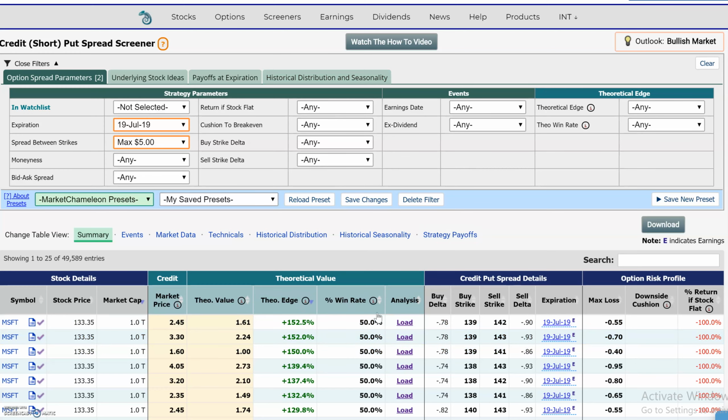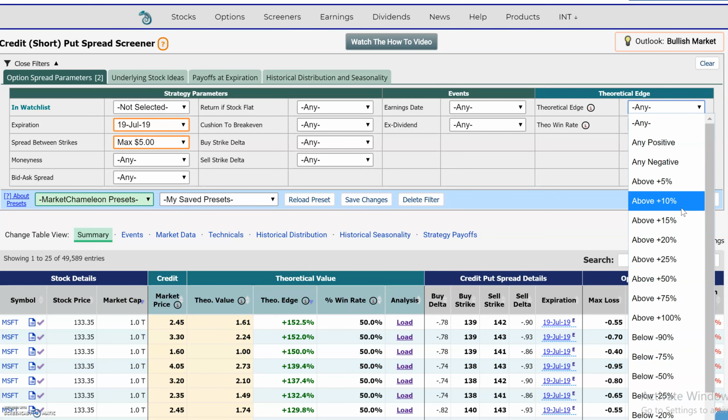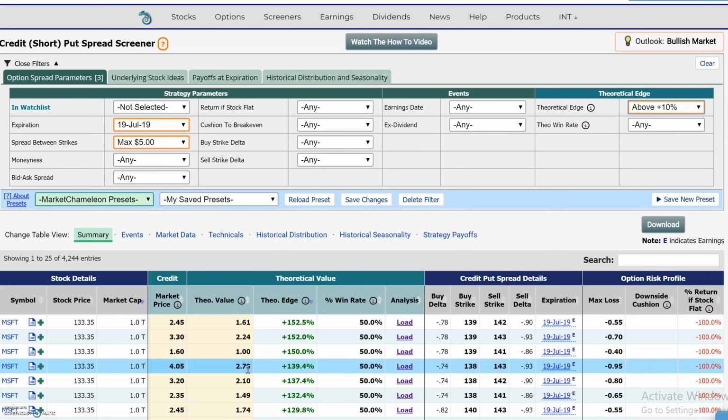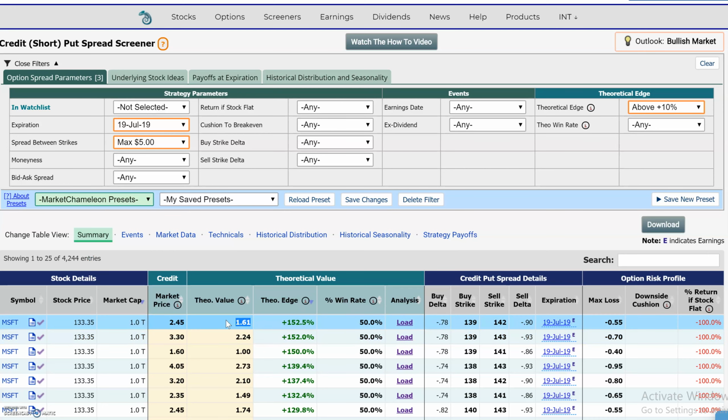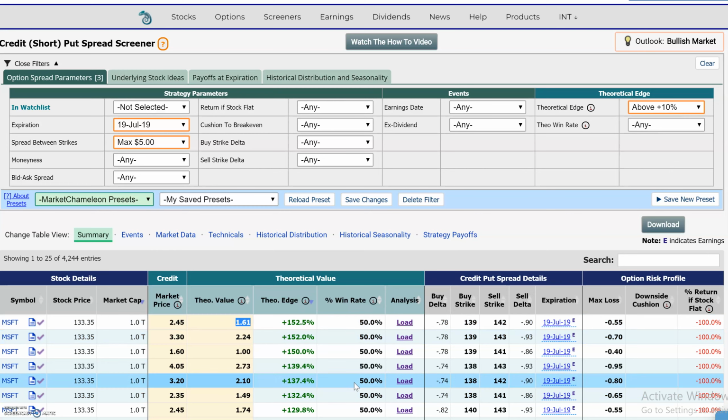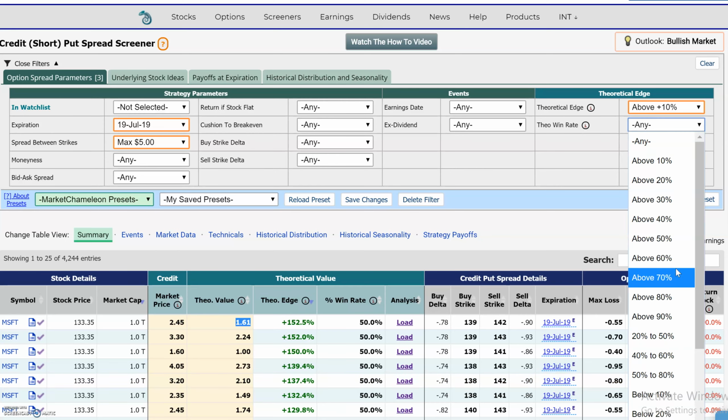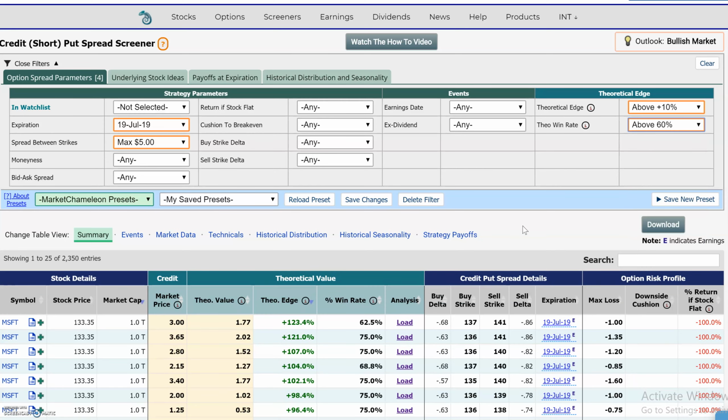The first thing I do, though, before I show you that screen, is I like to screen for positive theoretical edge credit spreads to narrow down. What I mean by that is we're looking for credit spreads where the market price is above a theoretical value. I set it at least 10% because we want to sell it above a theoretical value, knowing we're getting a pretty good deal. Also, I set the theoretical win rate above 60%, looking at the historical data for this spread to be profitable at least 60% of the time or more.